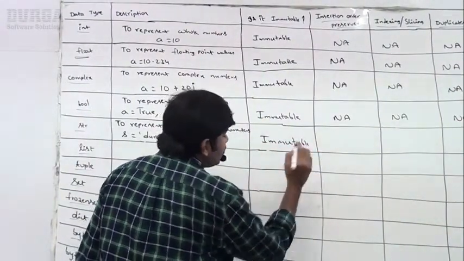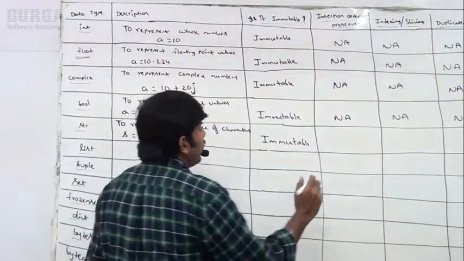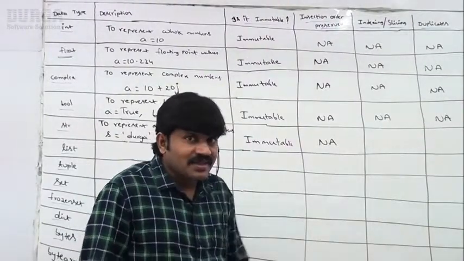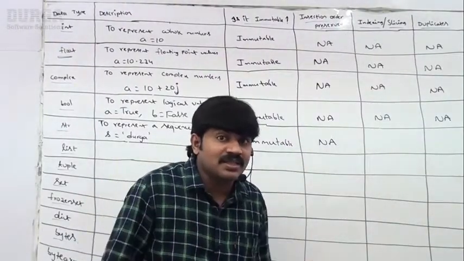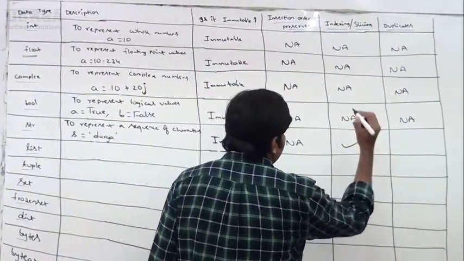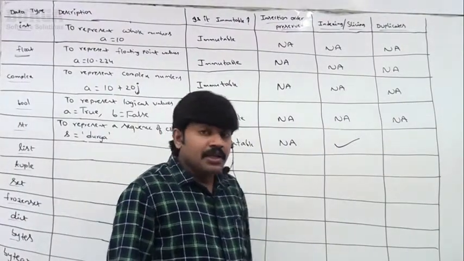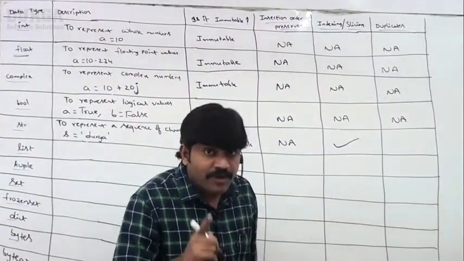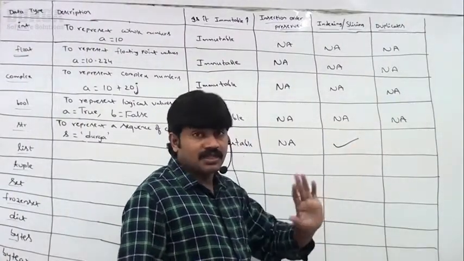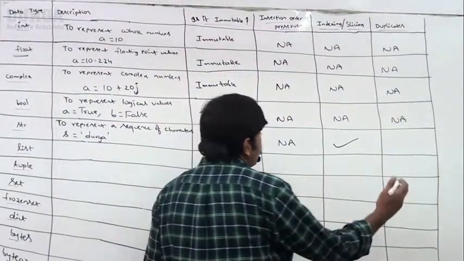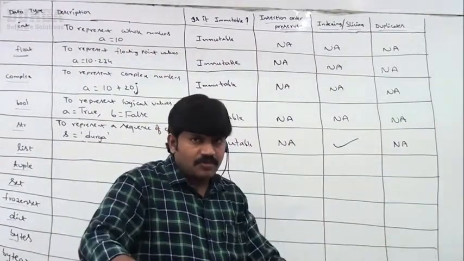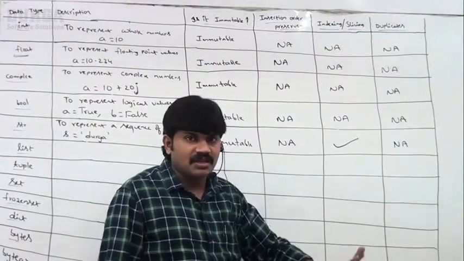Next, it is a single object, that's why the order terminology is not applicable. But indexing in a string, if you want to access characters, first character, second character, yes, the indexing concept is applicable. Python provides support for both positive and negative index. Slicing is also applicable. What about duplicates? Not applicable, because it is a single object, not multiple objects.